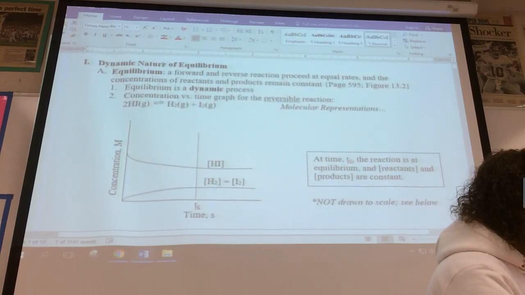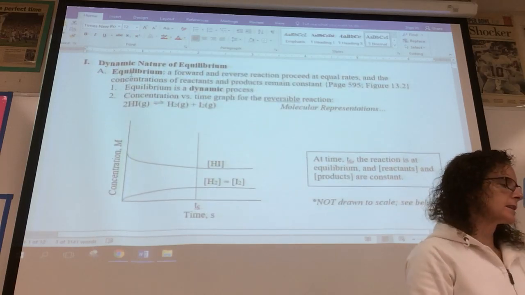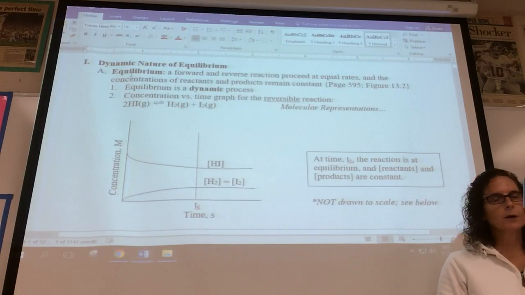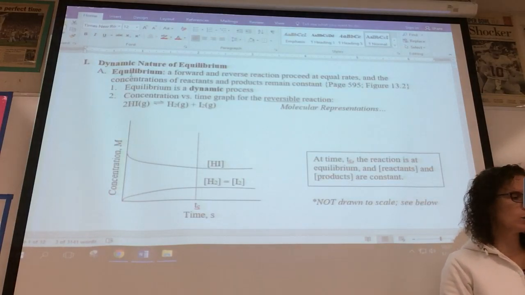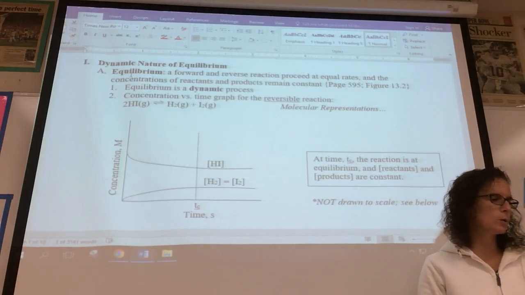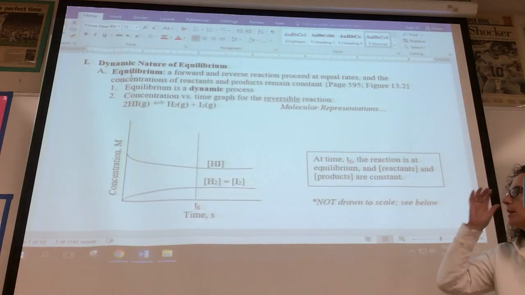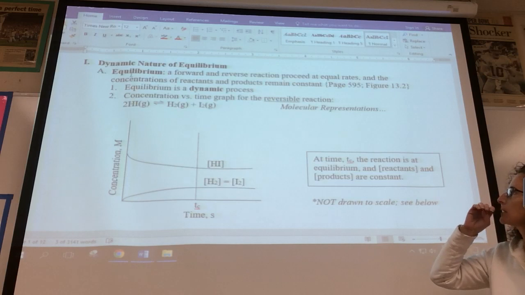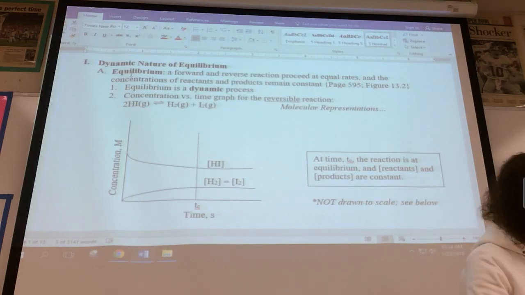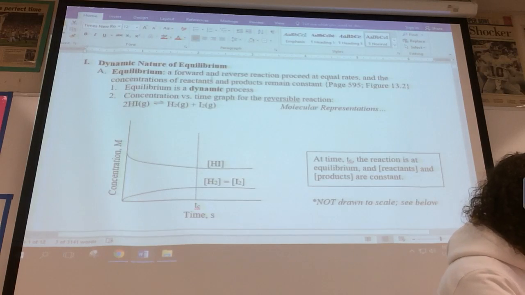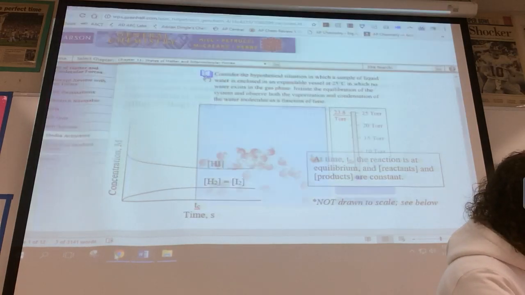In terms of equilibrium, we have said previously that at equilibrium, the rates of the forward and reverse reactions are equal. Their rates are equal, and you'll see the concentrations of reactants and products being constant when equilibrium is attained. Equilibrium is highly dynamic, not static.